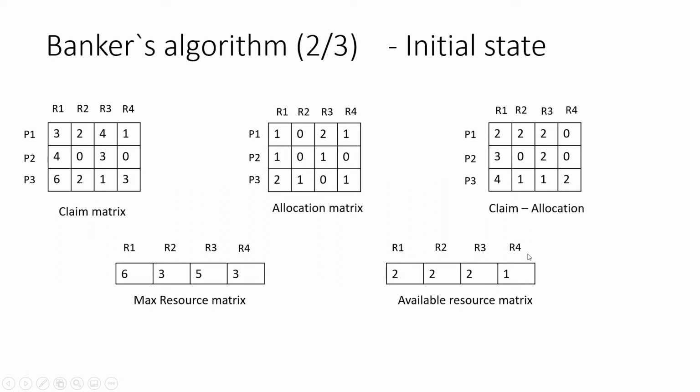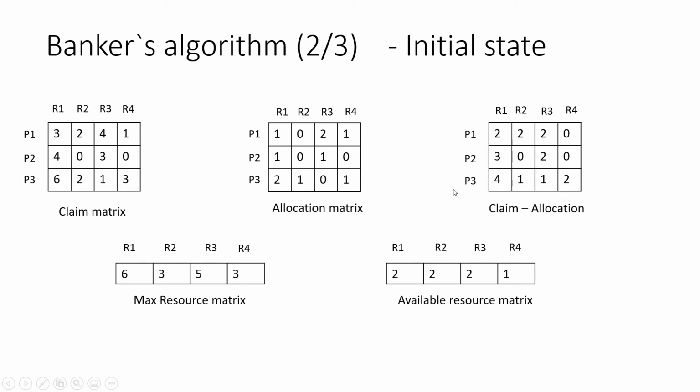And how do we calculate this? We first calculate how many resources of each type are being used by the processes. So here there are 4 resources of R1 being used. We had 6, so 6 minus 4 is 2. Same with R2. We have 3 and 1 is being used, so 3 minus 1 is 2. Same here, 5 minus 3 is 2. 3 minus 2 is 1.